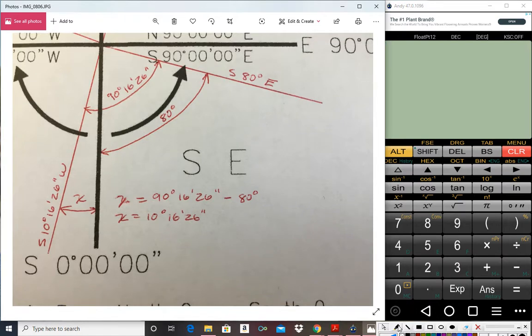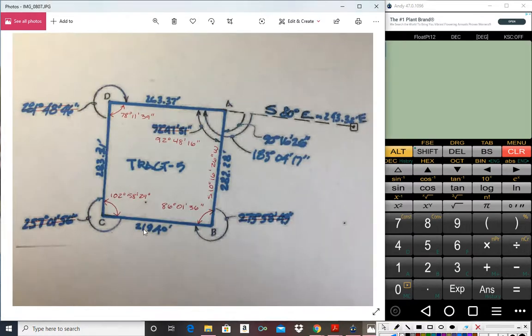So in solving for x, you're going to simply subtract 80 degrees, that's from our reference bearing, from 90 degrees, 16 minutes, and 26 seconds, the angle that's given to us. Once we calculate that, we're going to have an angle of x, 10 degrees, 16 minutes, and 26 seconds. That's the angle we needed for the bearing that's now in the southwest quadrant, 10 degrees, 16 minutes, and 26 seconds. Make sure you write that down on the appropriate line to then continue to the next step.